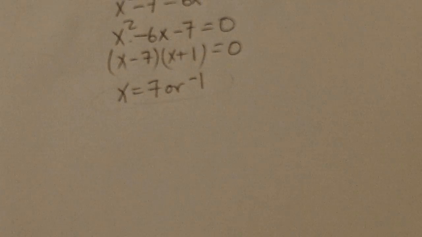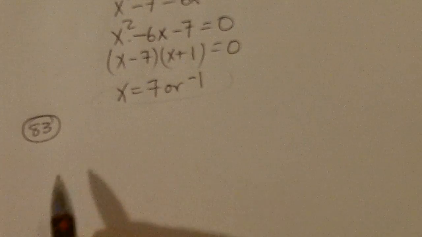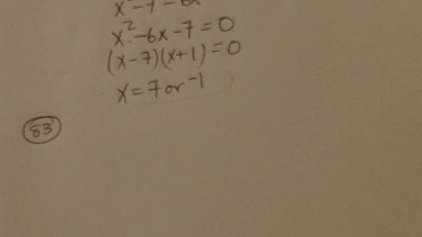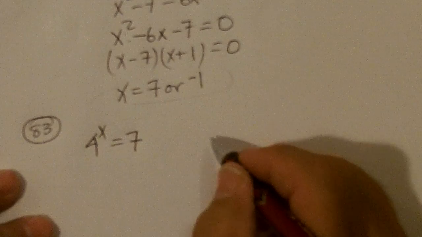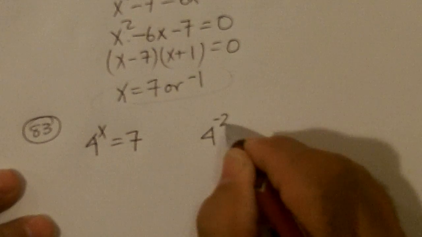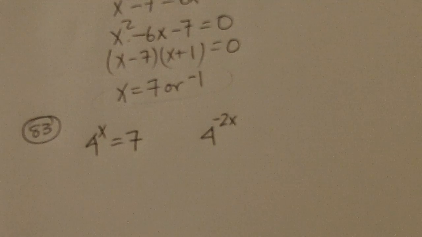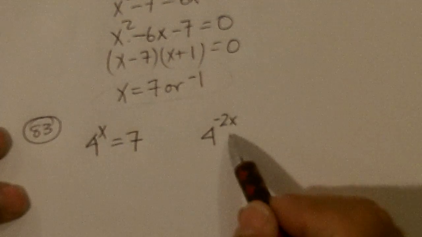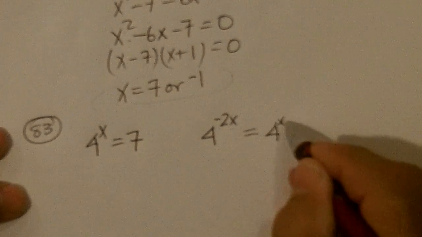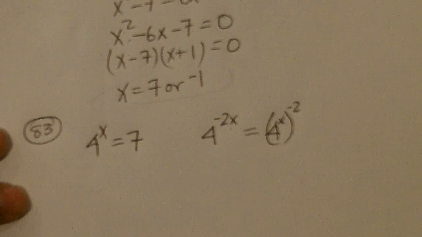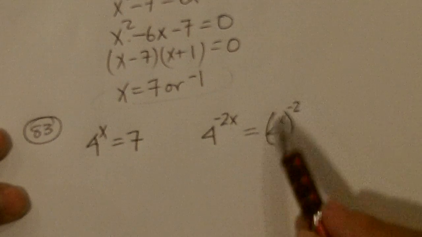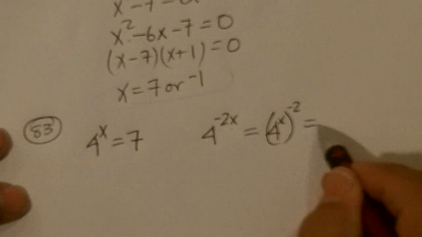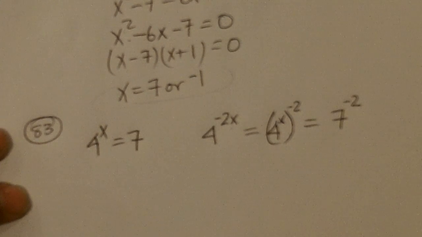And then finally, 83. 83 says if 4 to the x equals 7, what does 4 to the negative 2x equal? Well, this would be 4 to the x to the negative 2. Because when you've got a power to a power, you can multiply them. And 4 to the x is 7. So this is 7 to the negative 2.